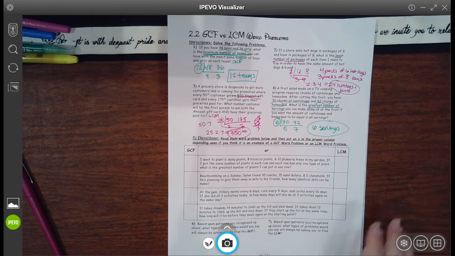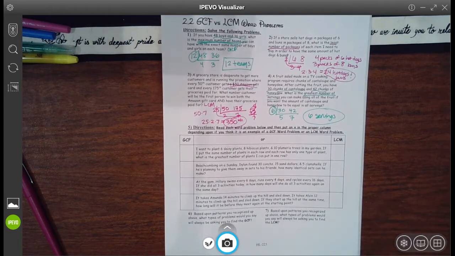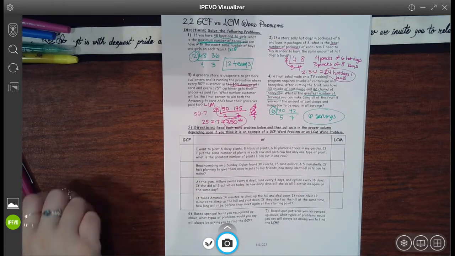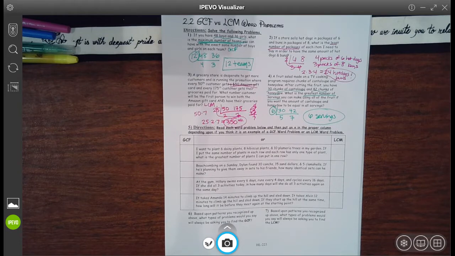All right. Over here for this section, I want you to read the example and then mark if it's a GCF or LCM problem. What do you think? Okay, you unpause the video, you're back with us.